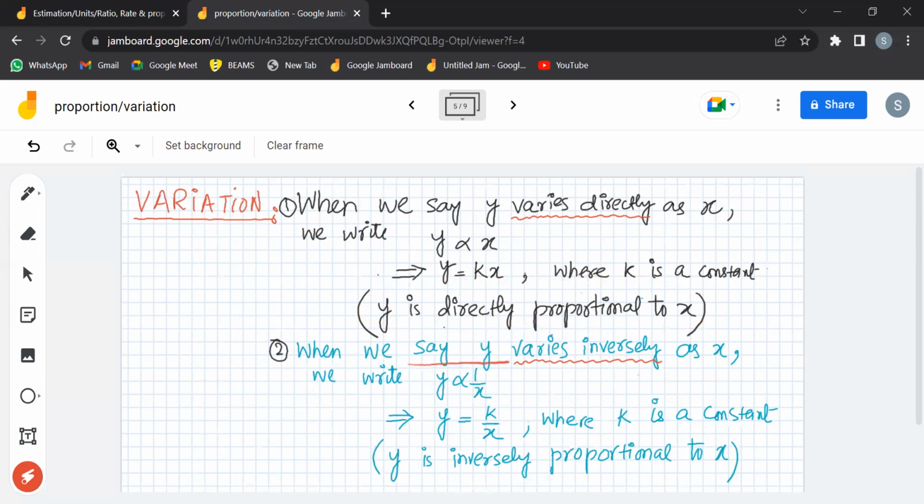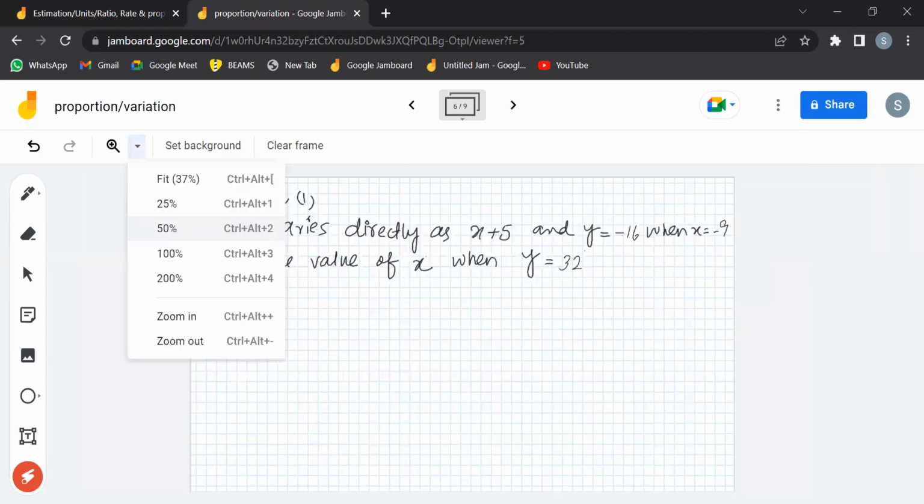When we say that y varies inversely as x, inversely means 1 over, and this is the symbol for the variation: y varies directly as 1 over x. When we remove this sign, we write y equals k over x, and k is the constant. This is the same as y inversely proportional to x, as discussed earlier. So y varies directly as x means y is directly proportional to x. Y varies inversely as x means inversely proportional to x. So two examples for this.